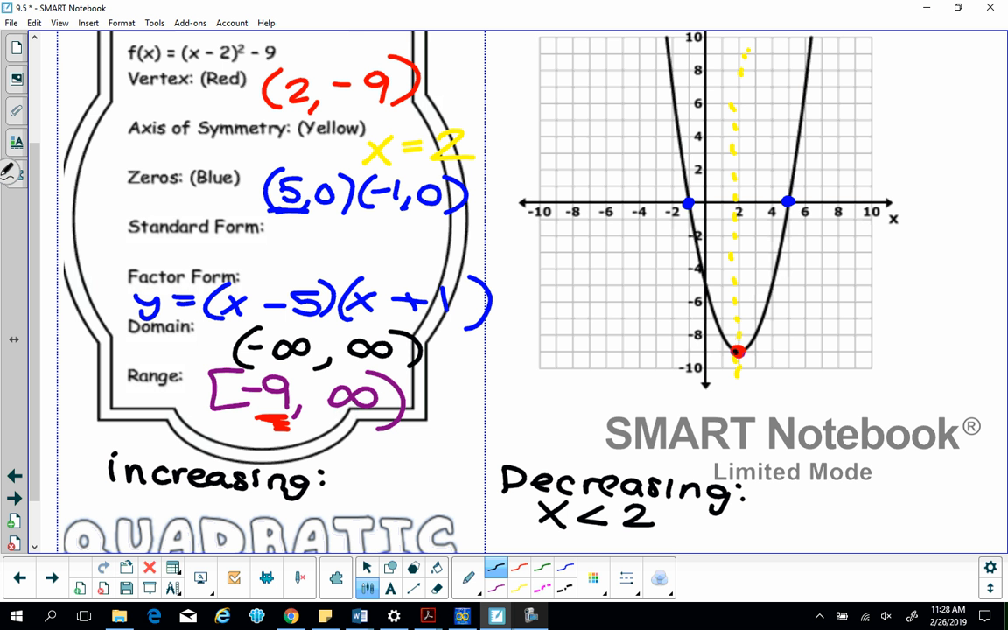Remember this? A lot of us struggle with that. So when x is less than 2, I just drag my finger and I go, okay, it's decreasing up until my x is 2. Then, once I get to 2, what's happening? It's increasing. It's going up. So when x is greater than 2. That's increasing and decreasing. Does this have a variable rate of change or a constant rate of change? Variable. The only one that's constant is linear.